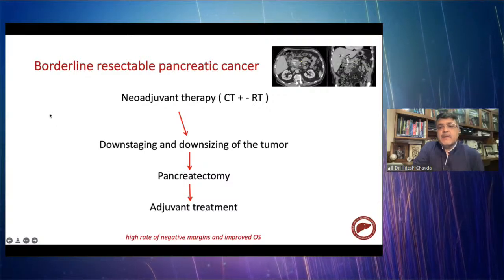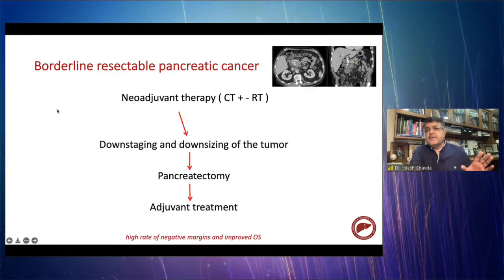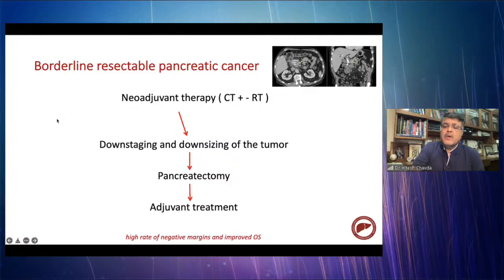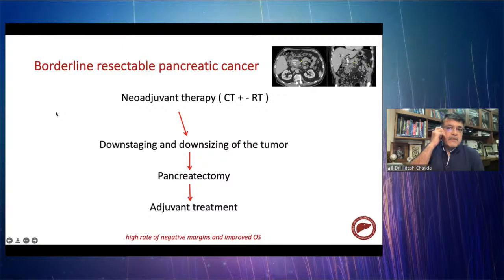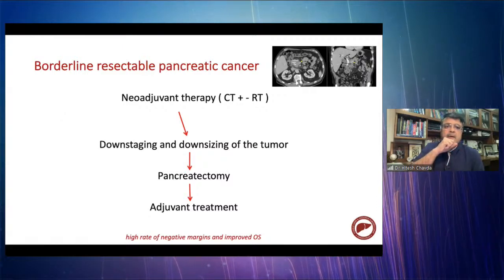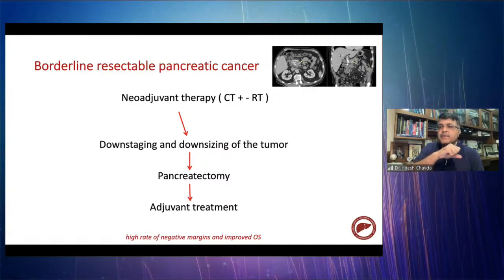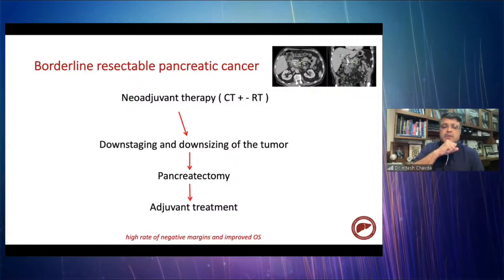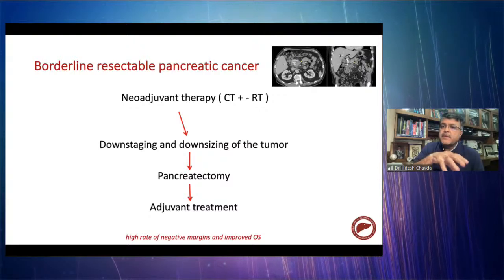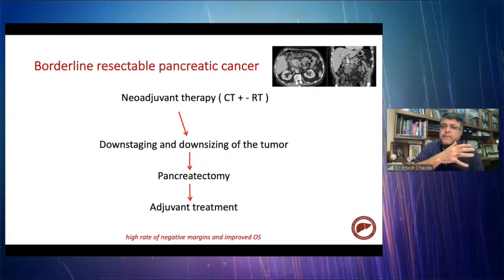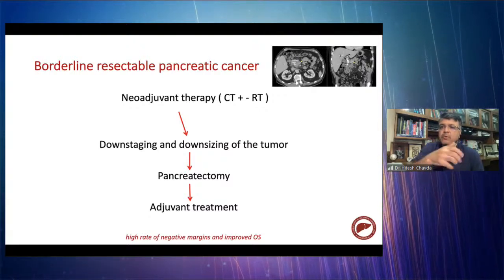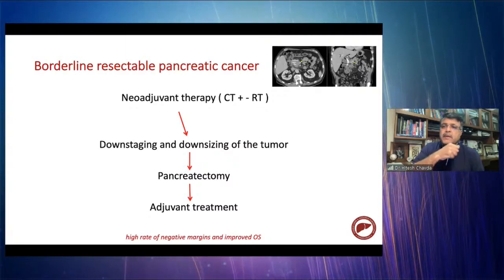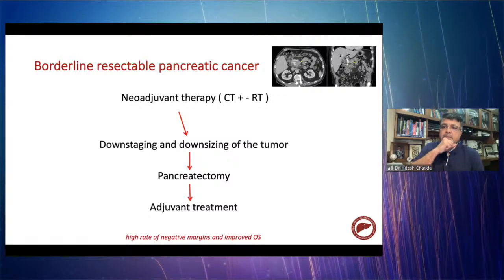Regarding borderline resectable pancreatic cancer, this is a new thing that is coming up now, as many of these patients have locally advanced disease, which is borderline resectable at the time of presentation. So these patients don't go for upfront resection. They receive neoadjuvant therapy. They have a good preoperative workup to exclude distant metastasis. Some of them also have a diagnostic laparoscopy, and distant metastasis is excluded.